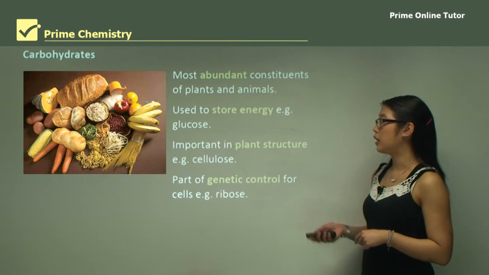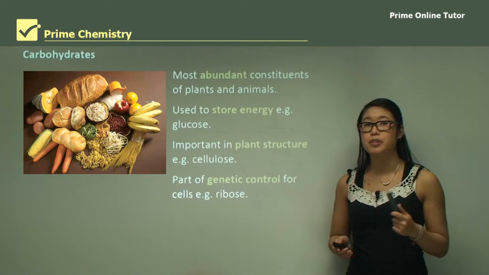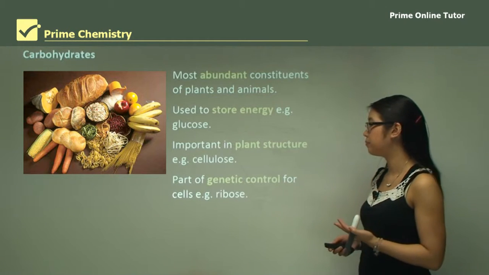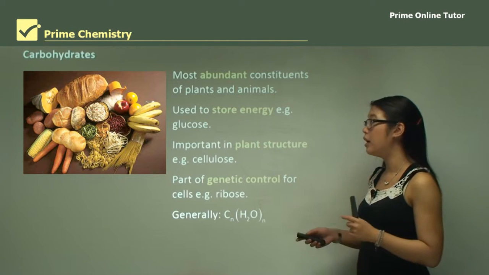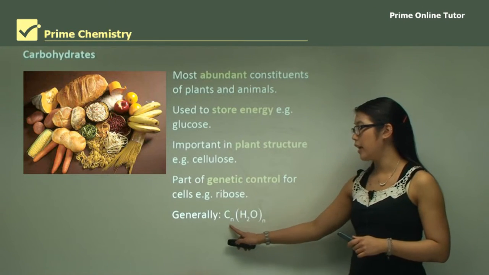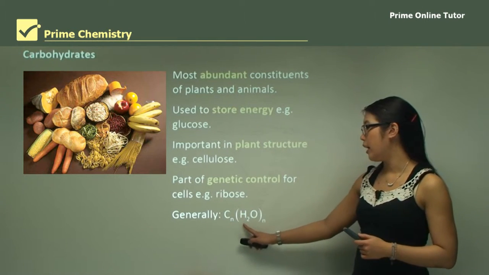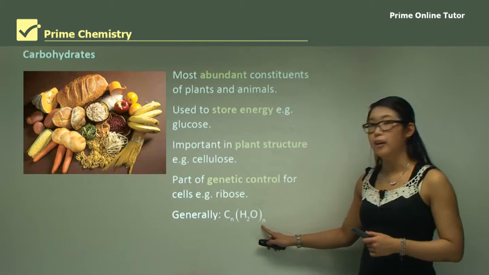So another sugar is ribose. Ribose is involved in DNA. And as we said before, generally the equation for sugar is CnH2nOn, where n can be any number, and n is the same number.